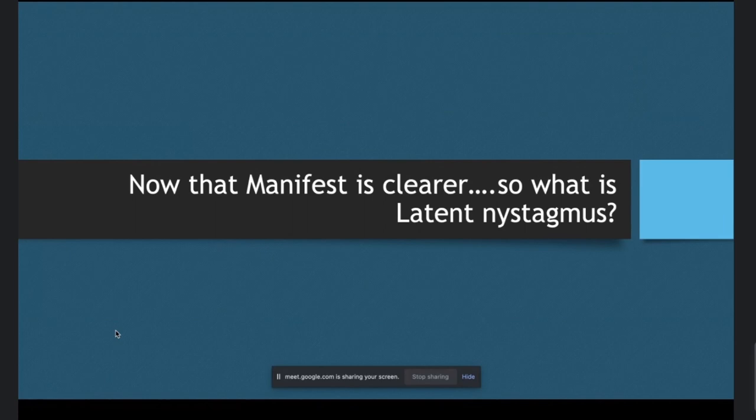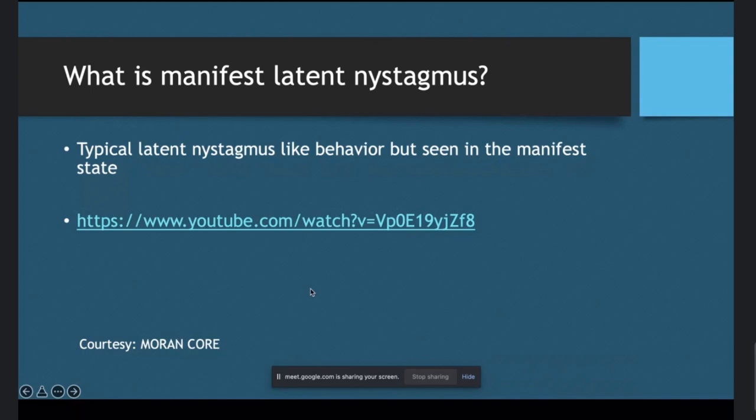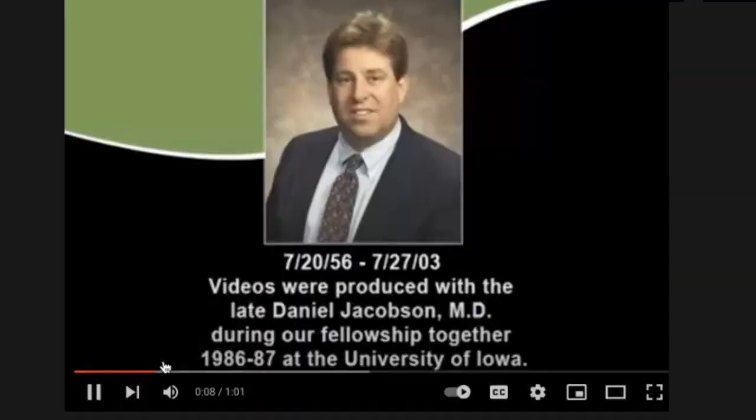So now we're going to move to latent, okay? There is something called manifest latent nystagmus. Now it's getting a little confusing, I know, but it'll become clearer. It's a typical latent nystagmus-like behavior, but seen in the manifest state. So let us look at one more video.